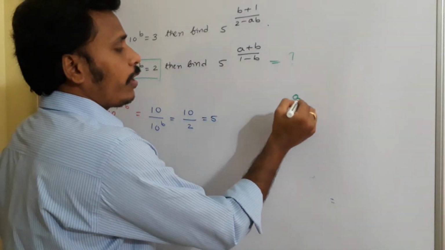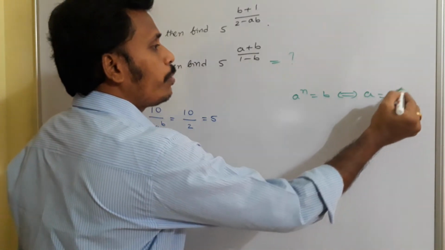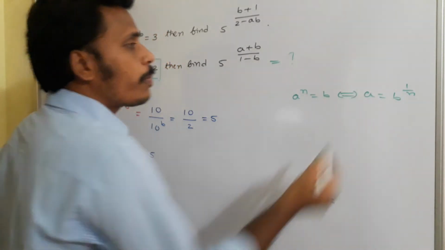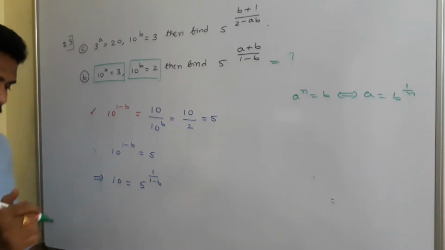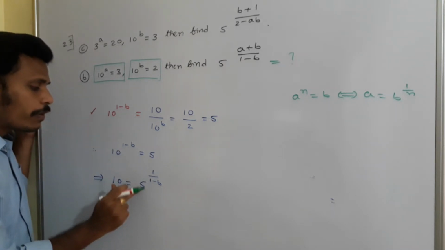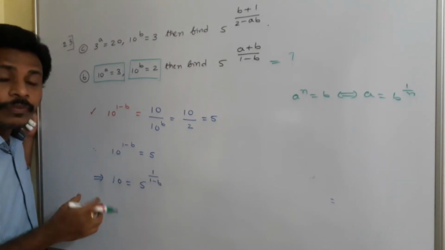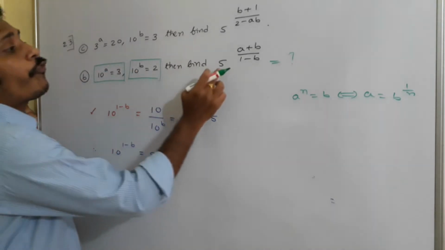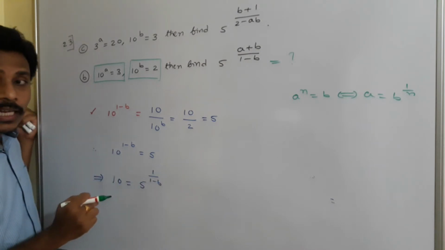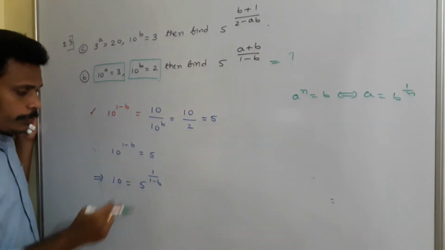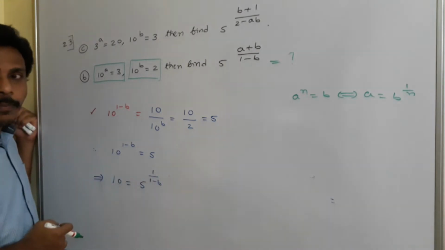Already I mentioned it to you in many ways. What is it? If a power n is equal to b, then we will rewrite it like a is equal to b power 1 by n. Send this n to that side, it becomes 1 by n. With the same logic, send this 1 minus b to the other side, it becomes 1 by (1 minus b). I have 10 is equal to 5 power 1 by (1 minus b). As I said, the problem is completely involved with the preparation of the required thing. Here I have 5 power (a plus b) by (1 minus b), but I have only 1 by (1 minus b). What I need? I need (a plus b) by (1 minus b). Since it is 1 by (1 minus b), I need to give a plus b as a multiplication.